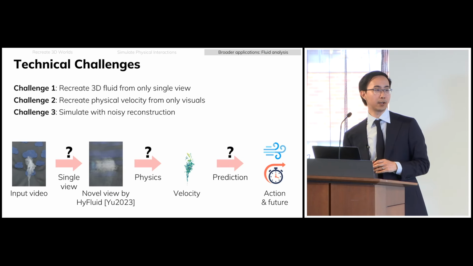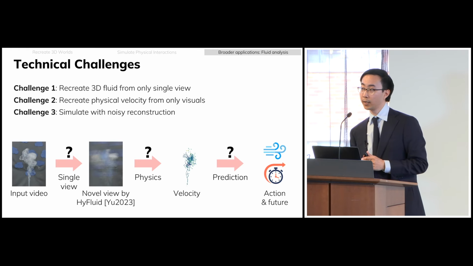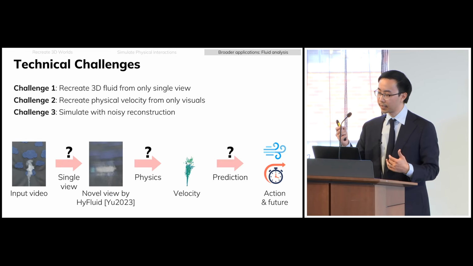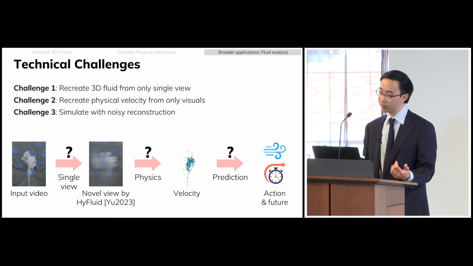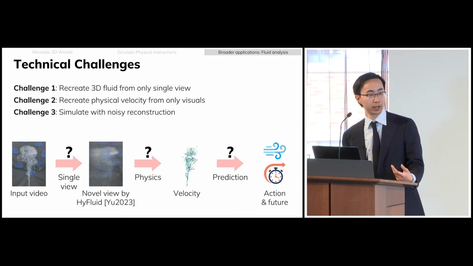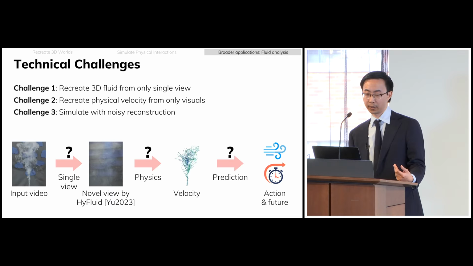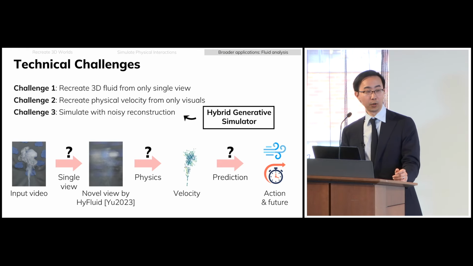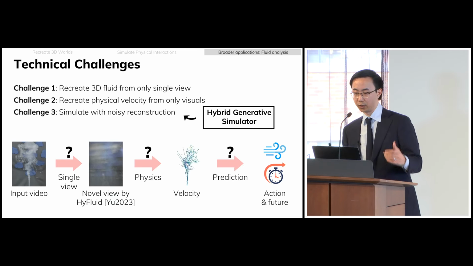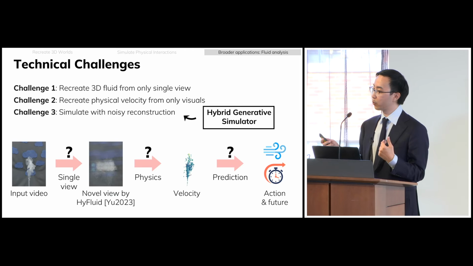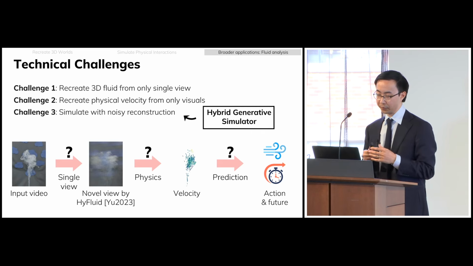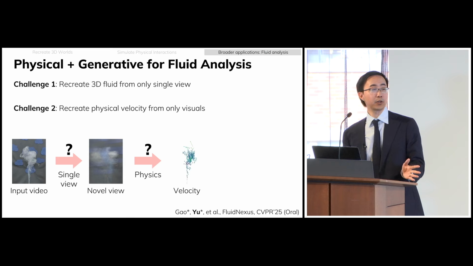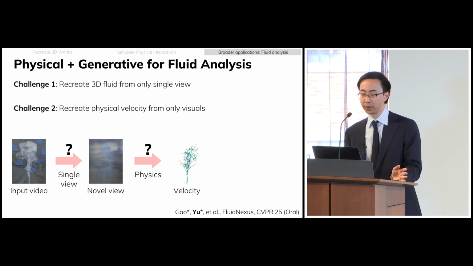Besides the challenge of monocular fluid reconstruction, there are two more technical challenges, including how to recover the underlying velocity field from only visual observations, and how to do prediction with noisy reconstruction. Now, we can actually address the third challenge by using the hybrid generative simulator that we just talked about. So I will focus more on the first two challenges here. To address these challenges, we built a specialized physics-grounded world model called Fluid Nexus.